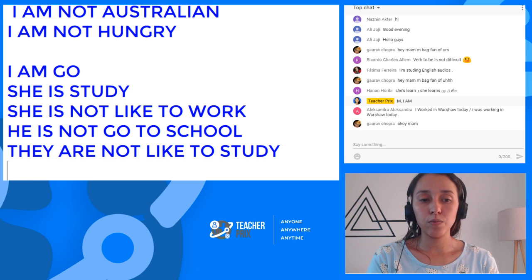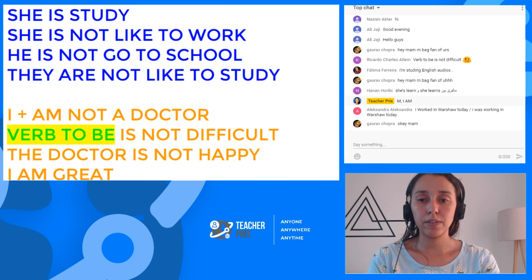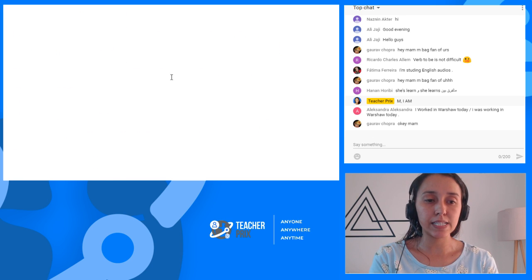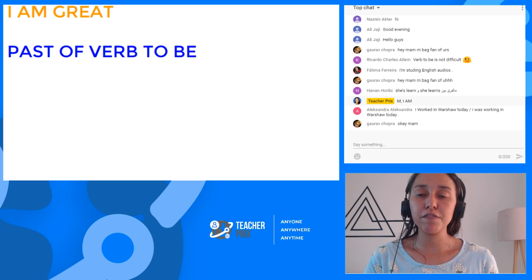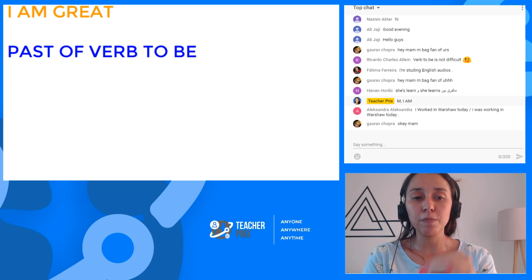Awesome. Now, verb to be, let's see if I have another thing before I move on. Okay, before I move on to the last part, which is the use of verb to be with other verbs, we have to talk about the past. Yes, past of verb to be. Verb to be is a very independent verb. And this verb has a different conjugation in the past.